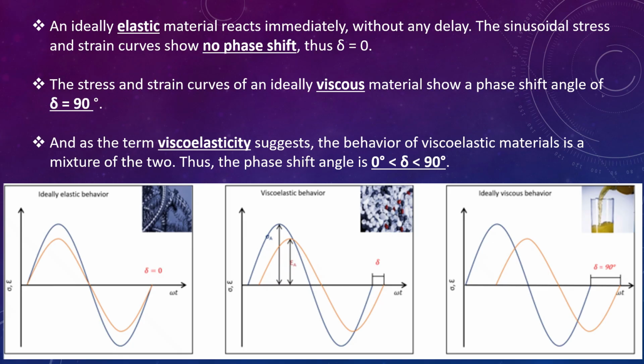An ideally elastic material reacts immediately without any delay. The sinusoidal stress and strain curves show no phase shift, thus delta equals 0. This is shown in the first diagram. Second, the stress and strain curves of an ideally viscous material show a phase shift angle of 90 degrees, which is shown on the right side of the picture. And as the term viscoelasticity suggests, the behavior of viscoelastic materials is a mixture of the two. Thus, the phase shift angle is from 0 to 90 degrees.